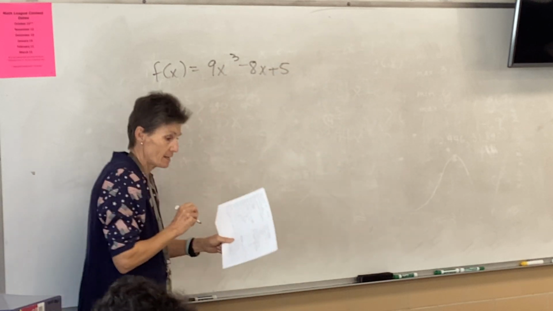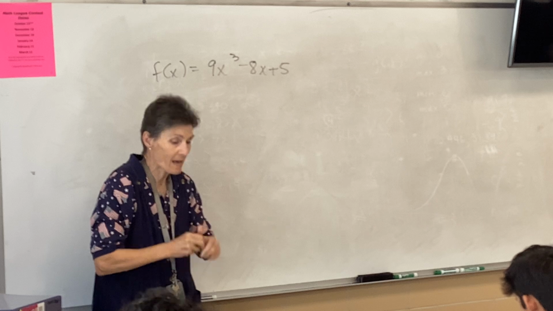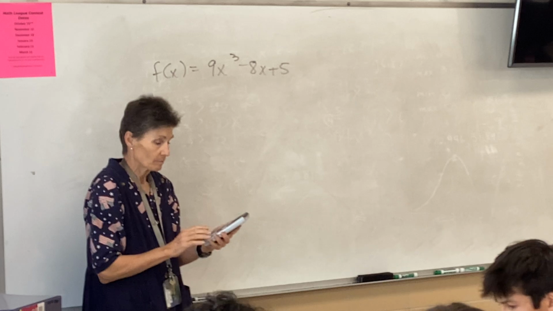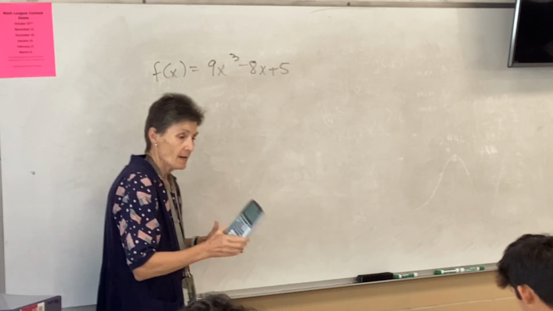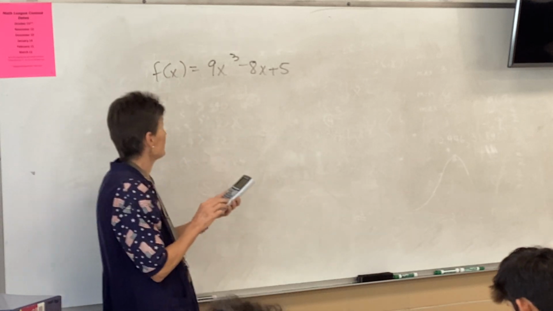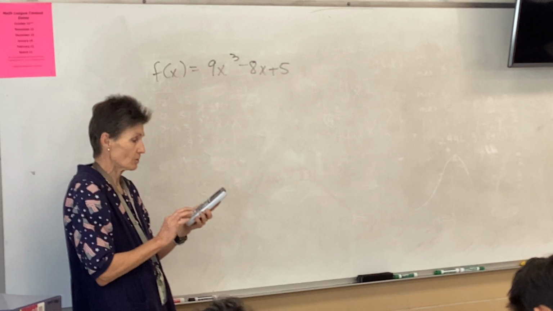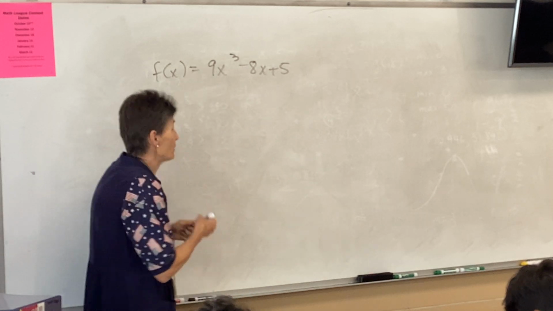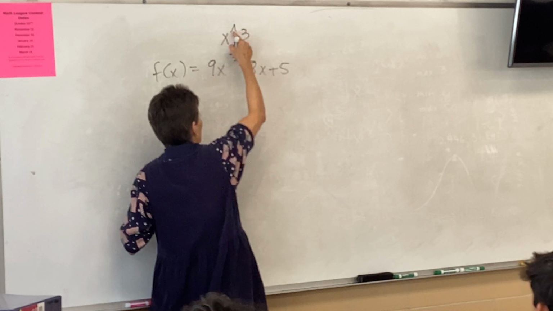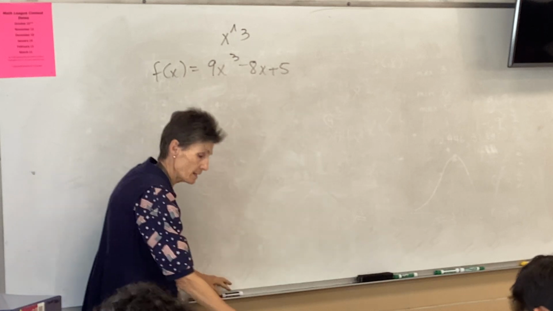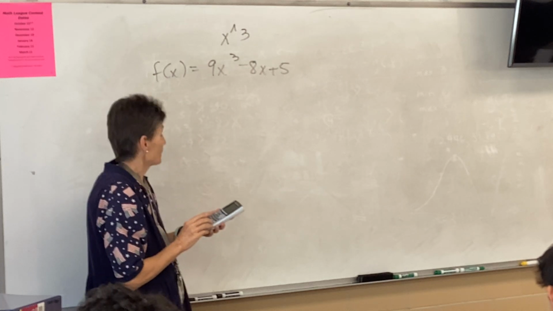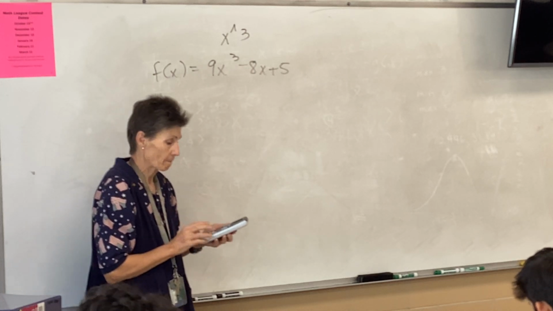This problem says, find the relative max. Okay? So let's type in the equation. Actually, why don't you just scribble along with this? Just type in this equation, 9x to the third. And we remember that to type in x to the third, we use that key right there, right? So 9x to the third minus 8x plus 5.